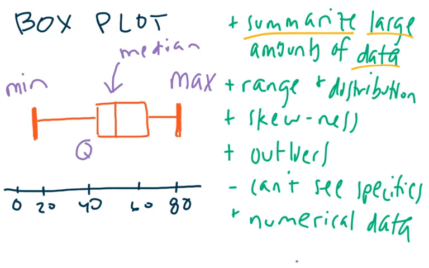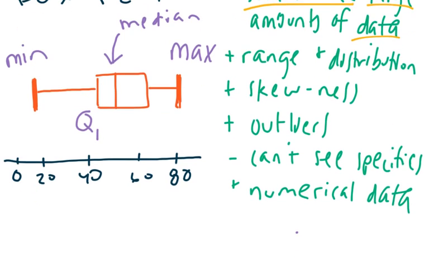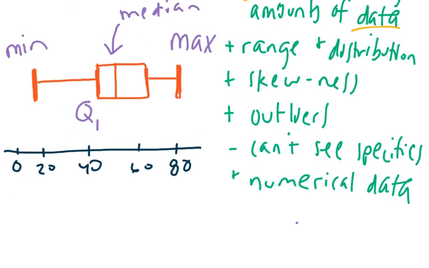We can see the first quartile. That's this line at the edge of the box here. And then we can see the line at the other edge of the box is the third quartile. So box plots are good ways to summarize large amounts of data. Box plots are good ways to summarize them because we easily just have those 5 data points.